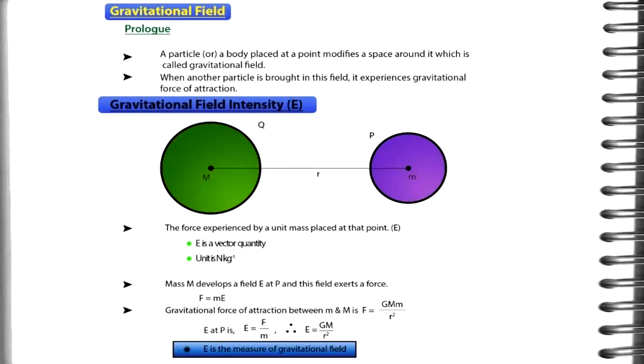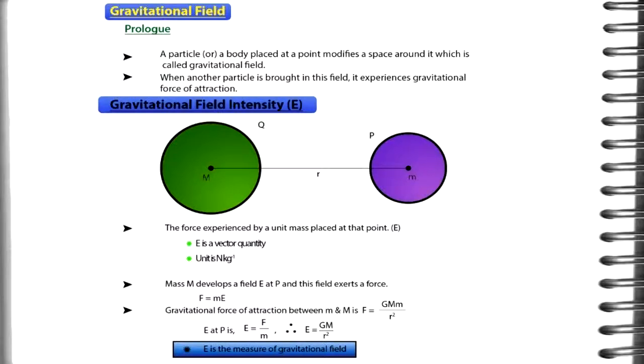Next, let us see gravitational field. Prologue. A particle or a body placed at a point modifies a space around it which is called a gravitational field. When another particle is brought in this field, it experiences gravitational force of attraction.